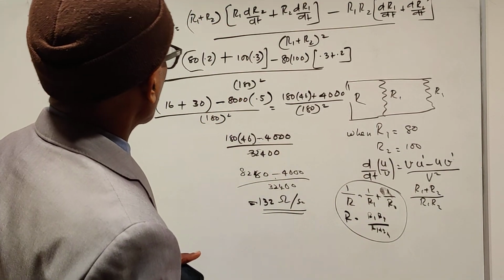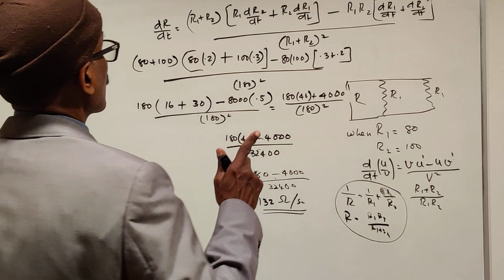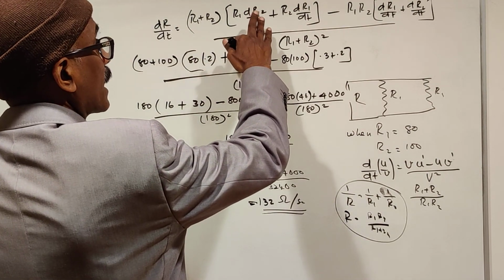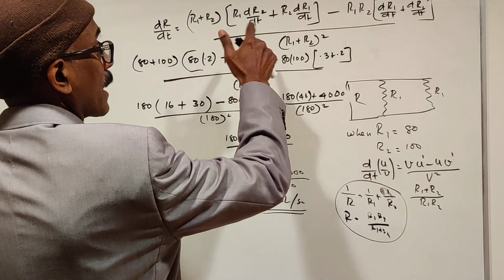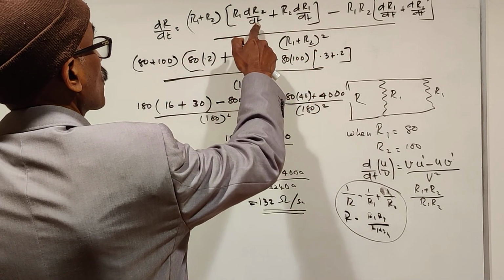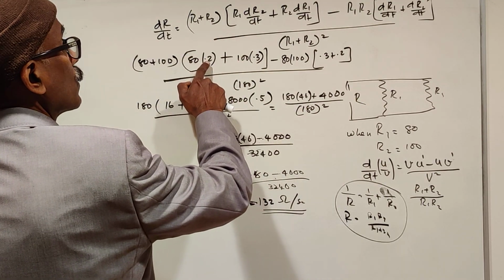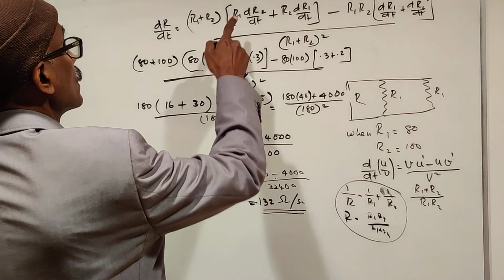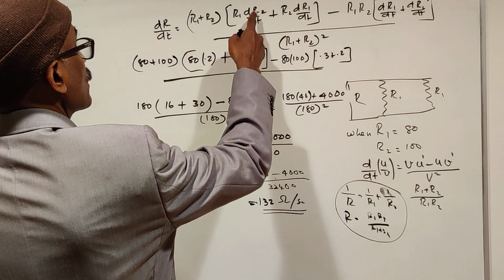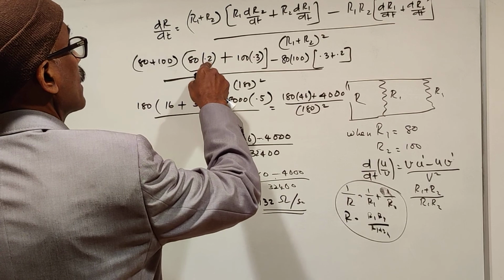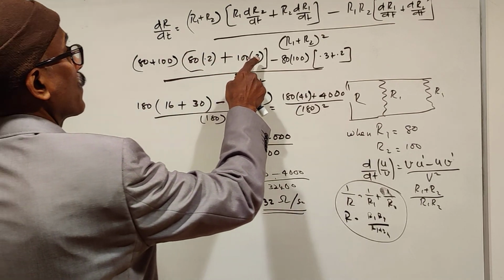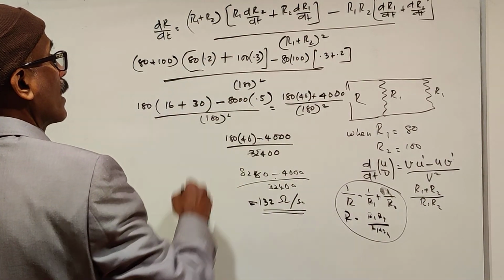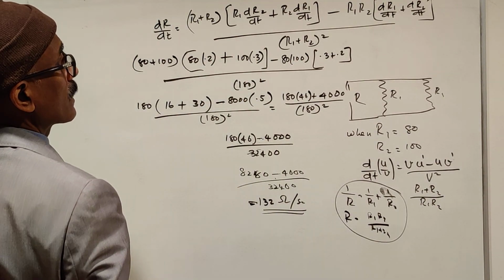So here you need to remember only one thing. What is dR2 by dt? The rate of change of the second resistance with respect to time is 0.2. If you write 0.3, the answer will be different. The rate of change of the first one is 0.3. You need to substitute in the right position, then only you get the right answer.